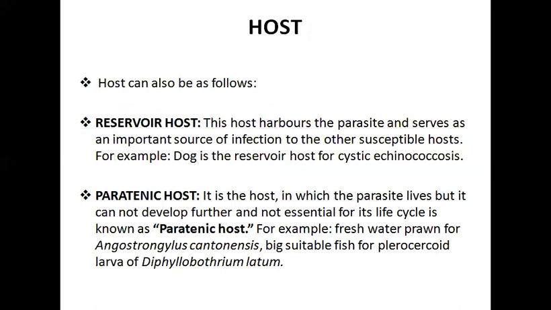Hosts can be of different types, like the reservoir host. This host harbors the parasite and serves as an important source of infection to other susceptible hosts. For example, dog is the reservoir of Echinococcus granulosus. Then we have the paratenic host. It is the host in which the parasite lives, but it cannot develop further and is not essential for its life cycle. This is known as the paratenic host. For example, we have a freshwater prawn for Angiostrongylus and a big fish for the pleurocercoid larva of Diphyllobothrium latum.